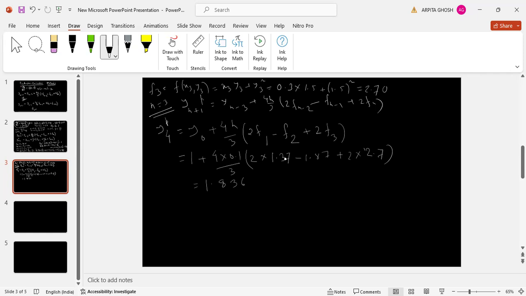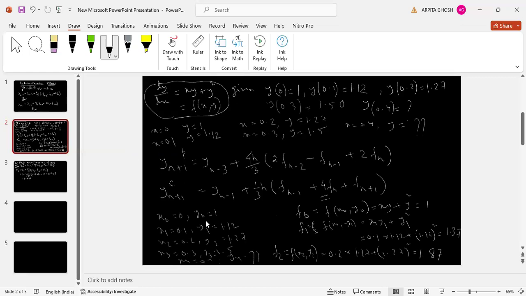Now we will put it in the corrector formula and see what is the corrected value of y4. Now look at the corrector formula. Corrector formula was yn plus 1 corrector equal to yn minus 1 plus 1/3 h into fn minus 1 plus 4fn plus fn plus 1. So here we need to find y4, so n equal to 3.